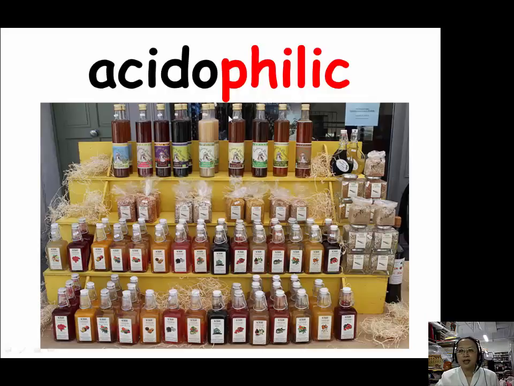And for philic, our example is acidophilic. Acidophilic has several meanings. The first one is readily stained with acid dyes, and also it can mean pertaining to or being an acidophile, liking acid. And in this picture, we show many flavored vinegars in France. Those acidophilic people will be happy when they see there are so many vinegars.